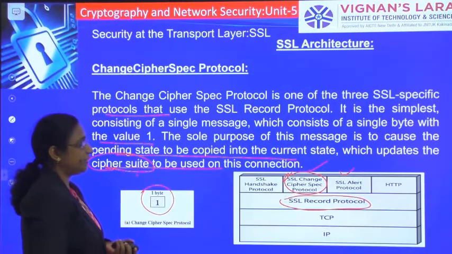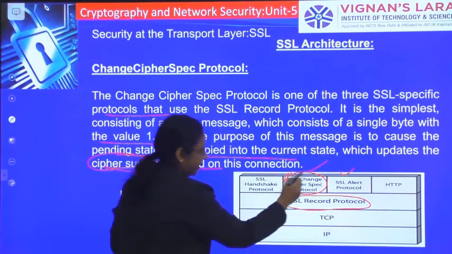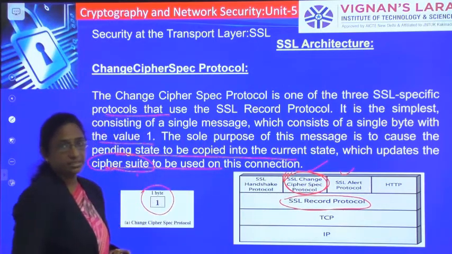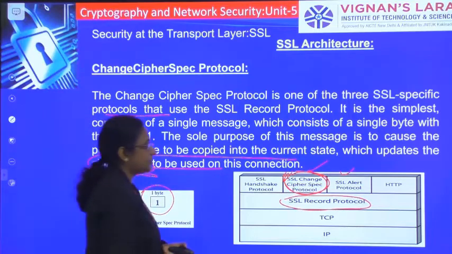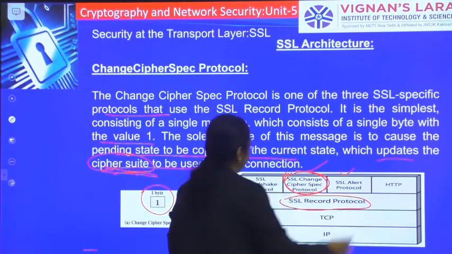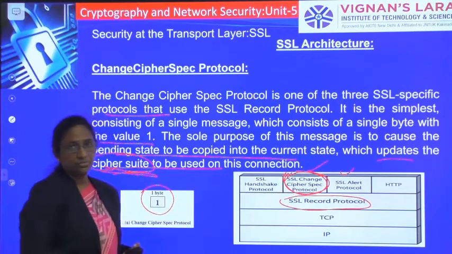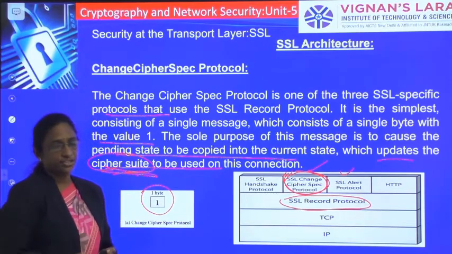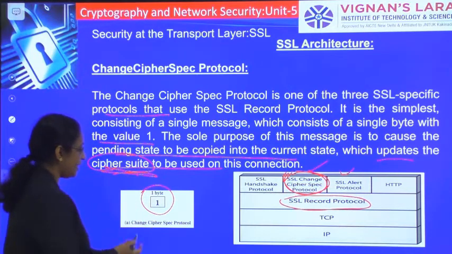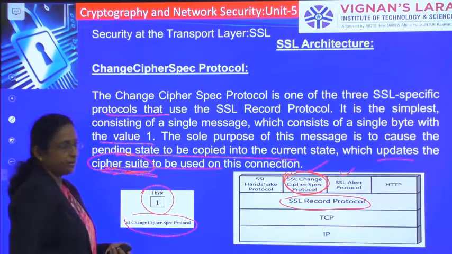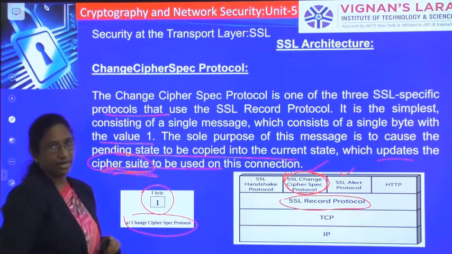After that we have seen the change cipher spec protocol, which is used for updating the cipher suite on this connection. Already we have seen in the handshake protocol, the client and server exchange, or we can say negotiate, what cipher suite they want to use. For updating that cipher suite, we are having this change cipher spec protocol. It is represented by 1 byte.